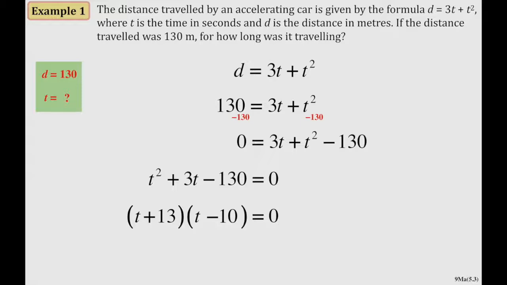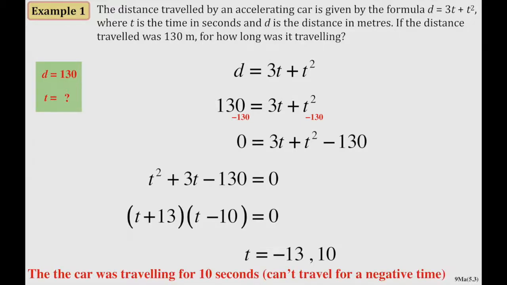Let's null factor law it. So t would equal negative 13 and plus 10 if we use our shortcut. So how long was the car travelling for? Well, it can't be travelling for negative 13 seconds. That doesn't make sense. Time can't be negative, so the answer is the car was travelling for 10 seconds. And we need to make sure we acknowledge that that's the only valid answer. Let's try the second example.